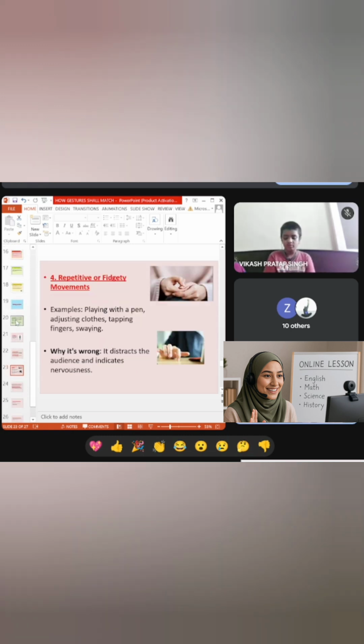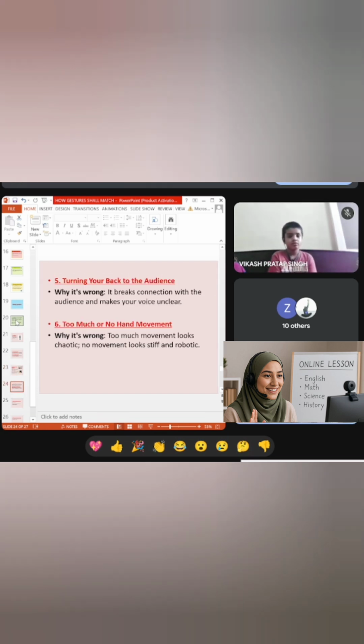So just try to avoid it. And repetitive movements or fidgety. This is out of fear and anxiety. We press our thumb, or bite our nails, or scratch our scalp, something like that, or finger movements, tapping on the table. All these movements are fidgety movements, repetitive movements, wrong movements during your presentations. Prepare yourself that you're not going to do this. Turning your back to the audience. Never turn your back towards the audience, because it breaks connection and your audience will lose interest in you.